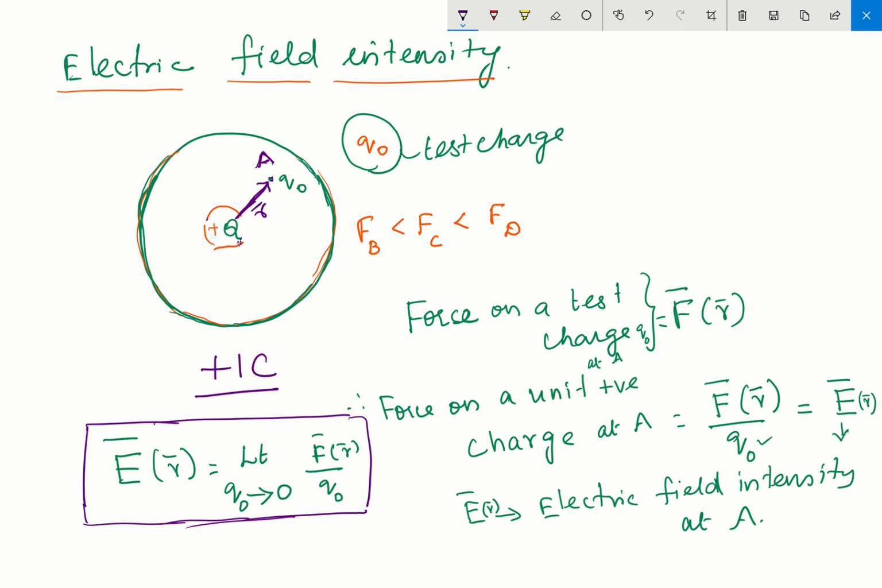Therefore, this is about electric field intensity, force per charge. What is the direction? The direction of E is the same as the direction of F, because in F by Q naught, the charge Q naught is a scalar. Therefore, the direction of E is the same as that of F. Hope you are following. Now, next one.